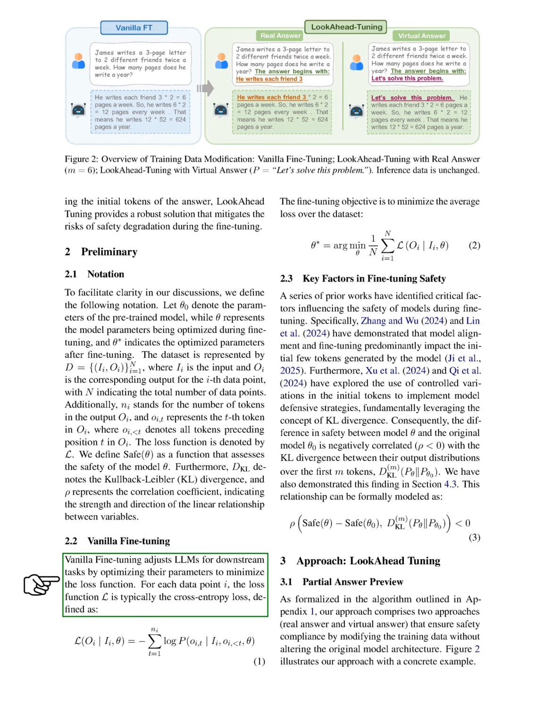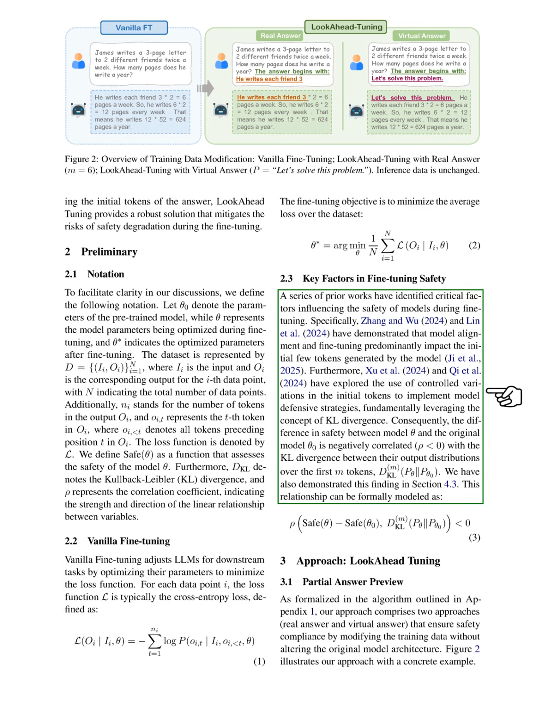In standard fine-tuning, we adjust the model's parameters to minimize the loss function. Previous studies have identified key factors that affect model safety during this process, particularly focusing on the initial tokens generated. We have shown that the safety difference between the fine-tuned model and the original model is negatively correlated with the Kullback-Leibler divergence of their output distributions over the first few tokens.